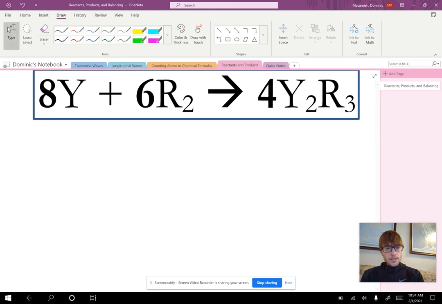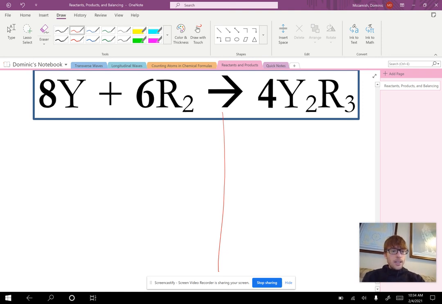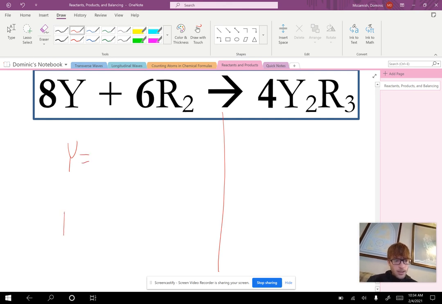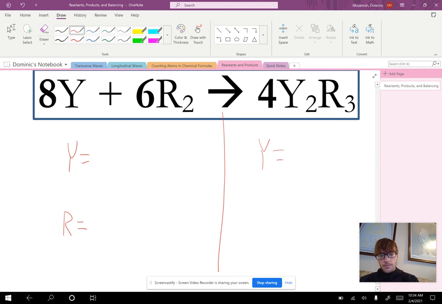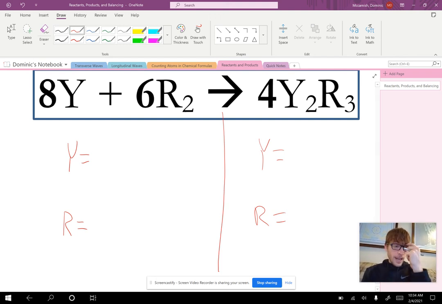All right, here's a big beastie one. We got lots of coefficients and subscripts here. That's why I chose this one, actually. So I'm drawing my line, and then we have Y and R. Clearly, that's a Y. That's our 2 elements there. Okay, so let's start with the reactant side. Y is only in one place. We don't have any over there, so there's 8 times 1Y, which is 8, right?